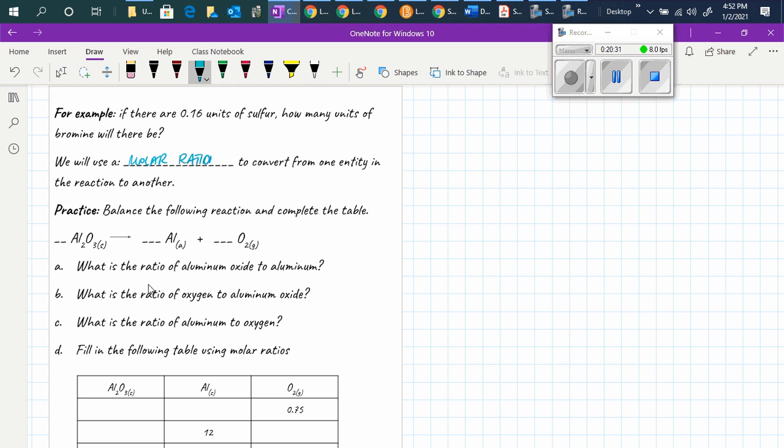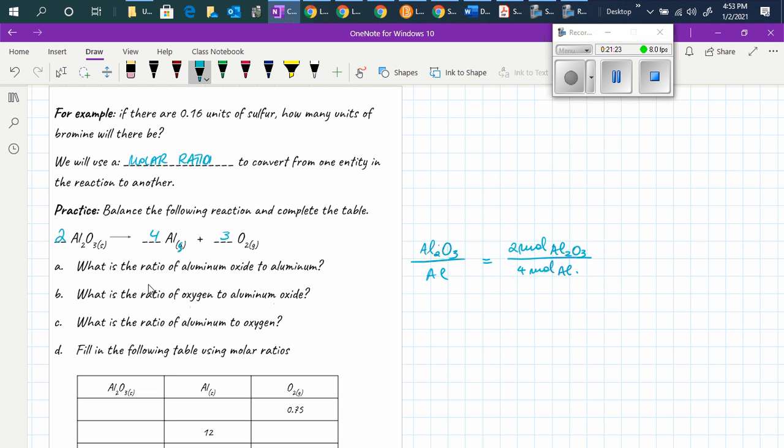We have aluminum oxide that is decomposed into aluminum and oxygen gas. So this is solid state. Then let's start with balancing it: 2, 4, and 3. What is the ratio of aluminum oxide to aluminum? Aluminum oxide to aluminum will be 2 to 4.